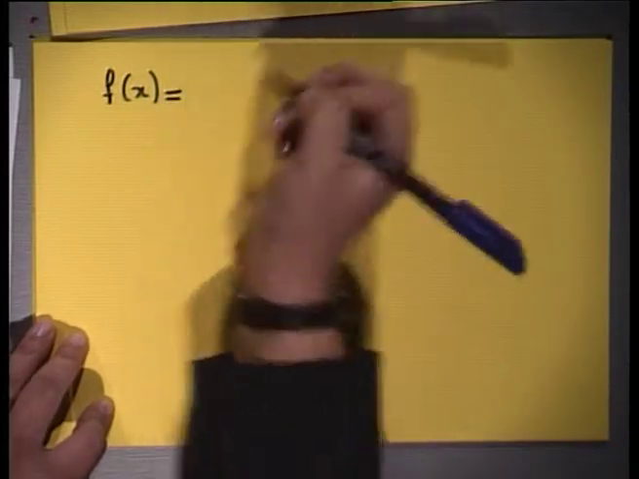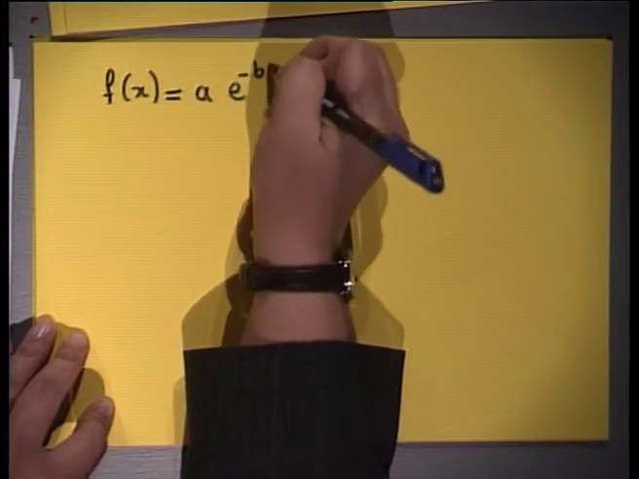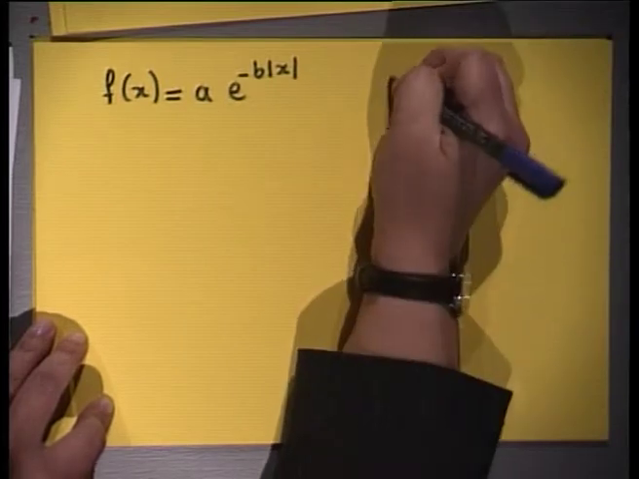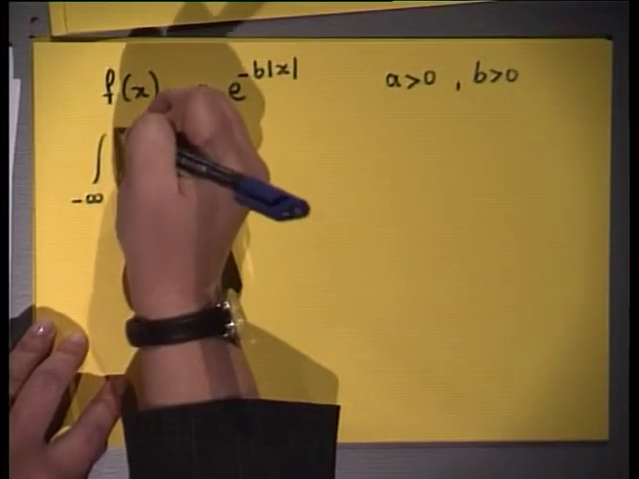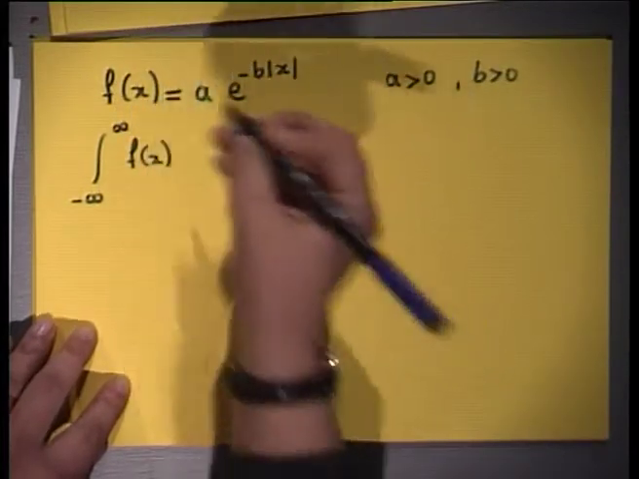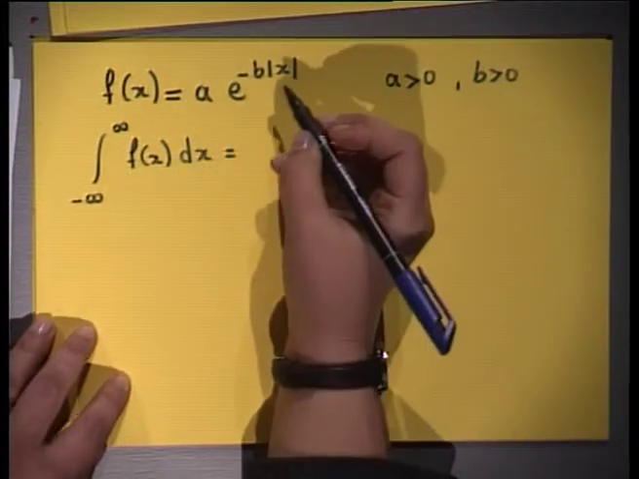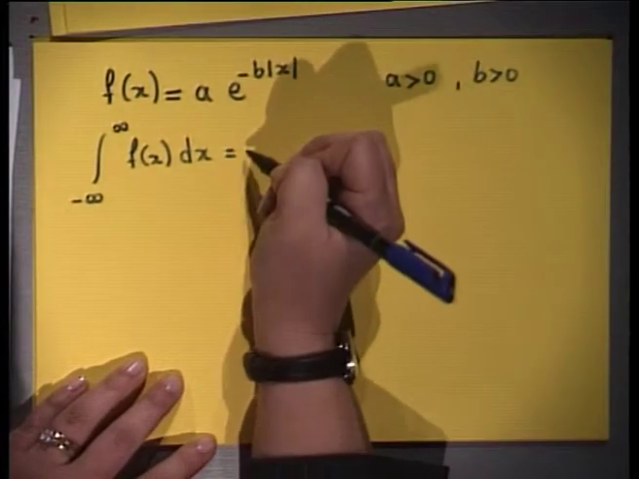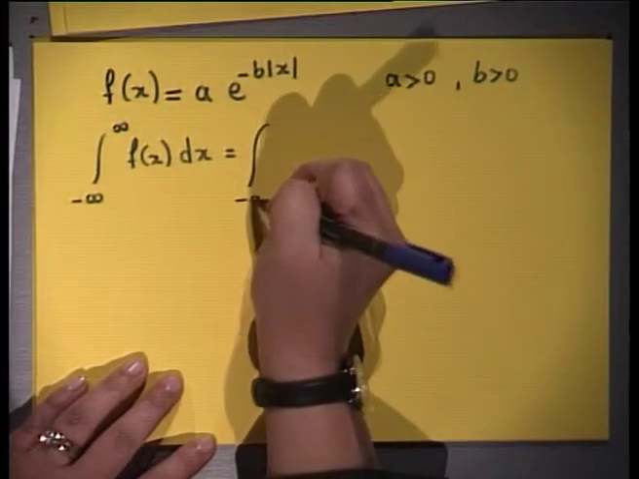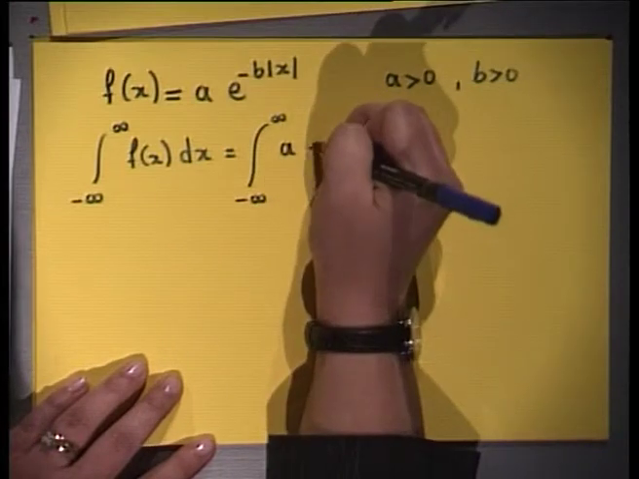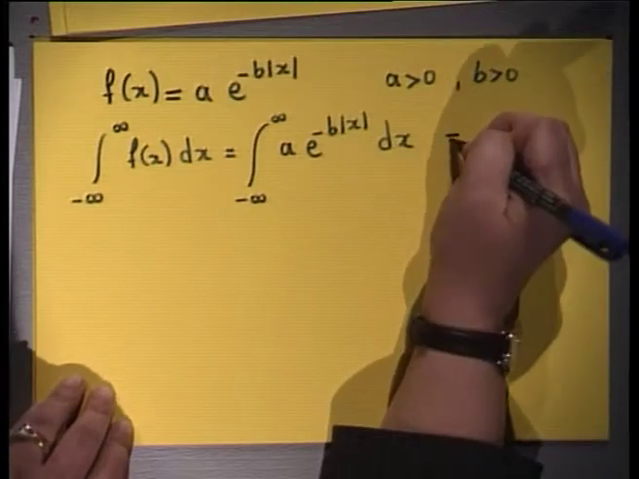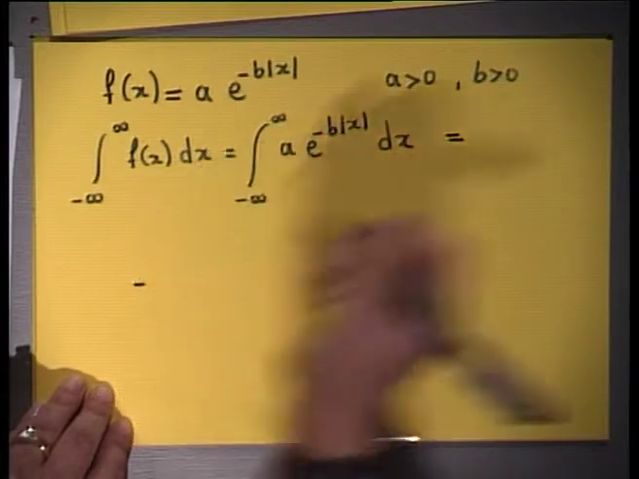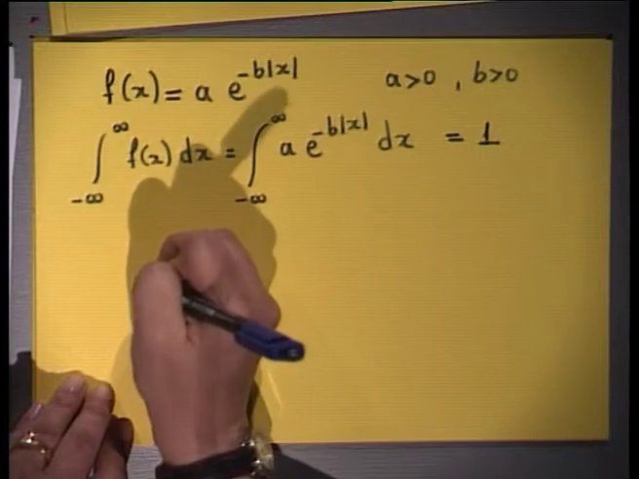We have that. I write again f of x, so we can have it here. And we calculate the integral. Again, we need to have this equal to 1. So we have that the integral of a times e to the minus b absolute value of x, dx, should be equal to 1. Let's go on to solve this equation.